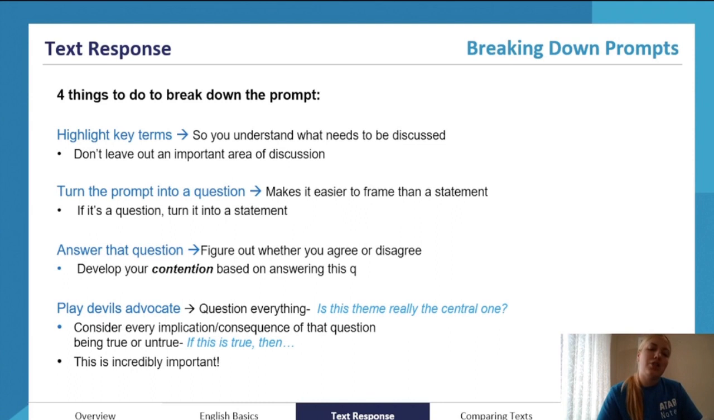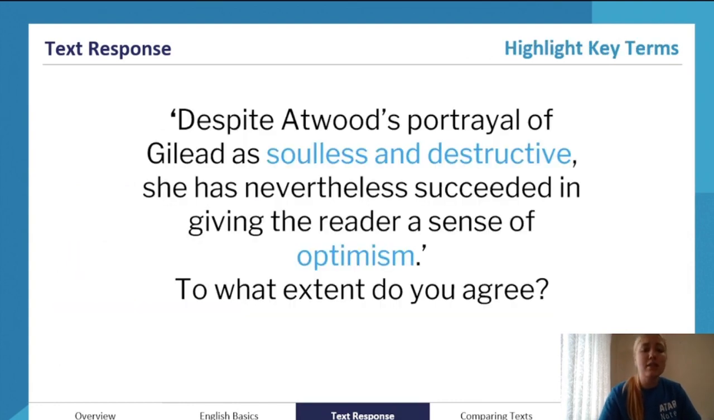Look for the implications, causes, and consequences of the question, and this will form the basis of your body paragraphs. Ask the prompt questions, and from that, come up with arguments. So let's have a look at the whole prompt breakdown using this example prompt. Despite Atwood's portrayal of Gilead as soulless and destructive, she has nevertheless succeeded in giving the reader a sense of optimism. To what extent do you agree?